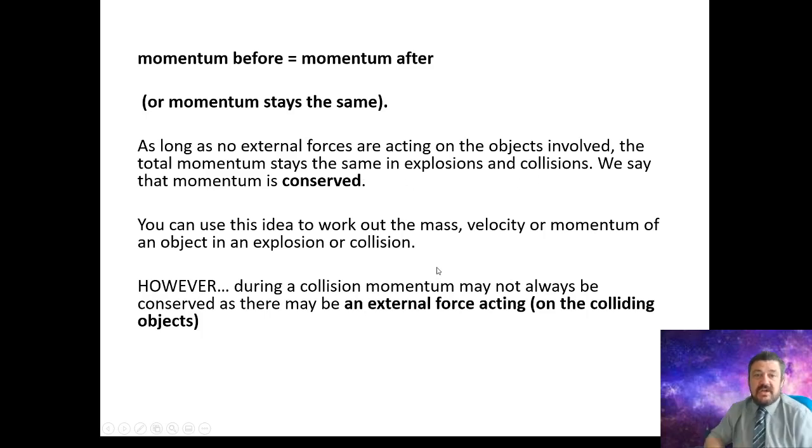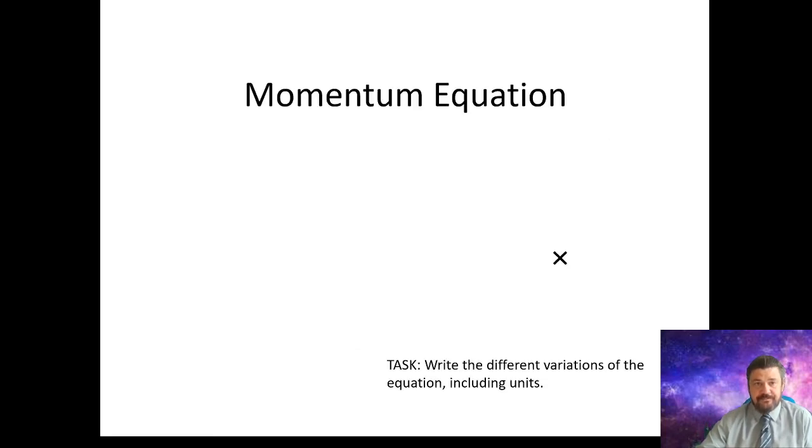You can use this idea to work out the mass, velocity, or momentum of any object in an explosion or collision. However, during a collision, momentum may not always be conserved, as there may be an external force acting on the colliding objects. Now, for the purpose of this, we're going to assume that those external forces aren't there. So, let's look at the equation again.